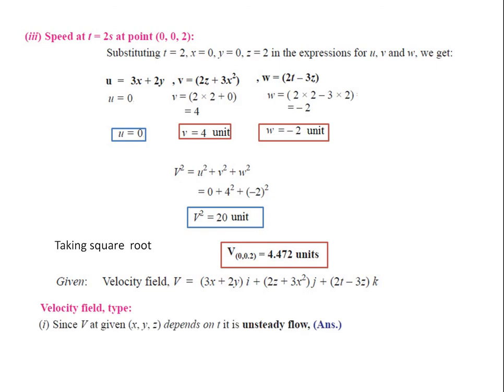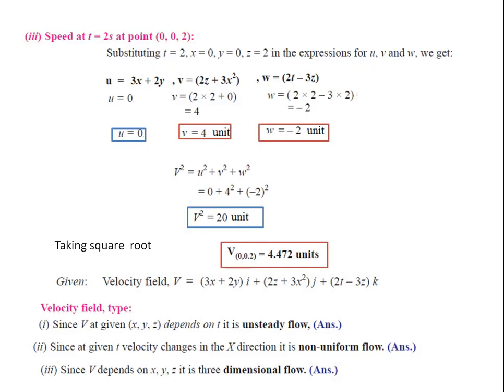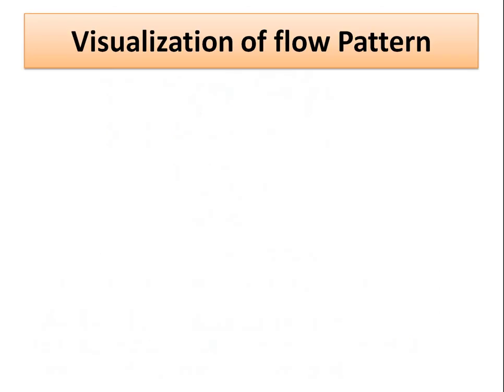Again, since the velocity field V at a given x, y, z depends on t, it is unsteady flow. Since at a given t the velocity changes in the x direction, it is non-uniform flow. And again, since V depends on x, y, z, it is three-dimensional flow.